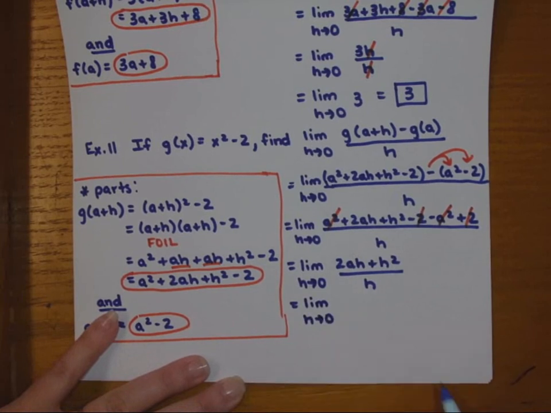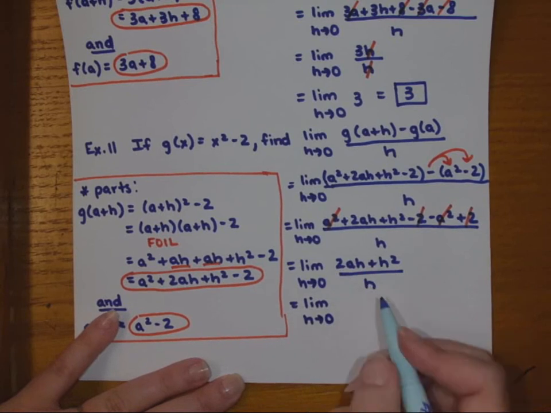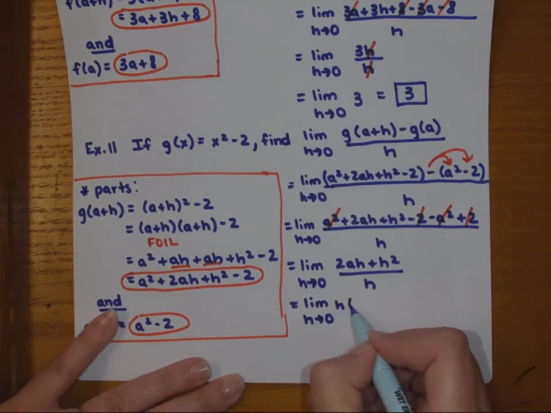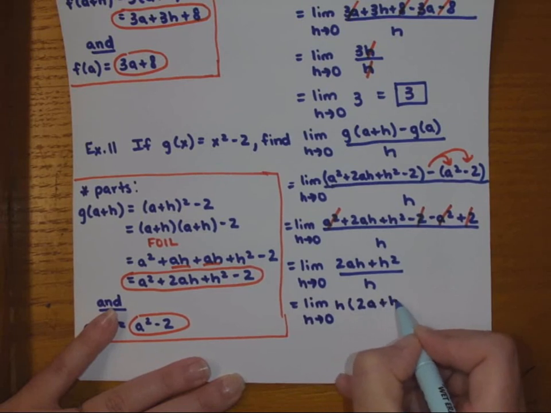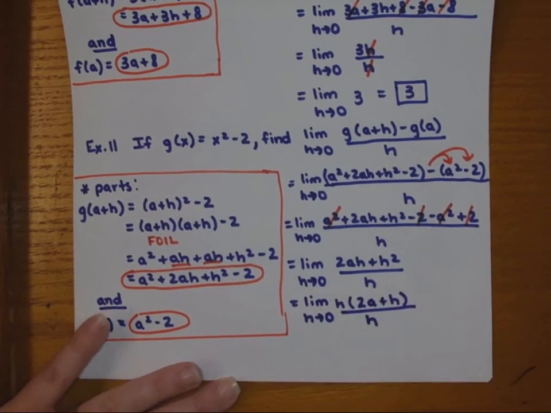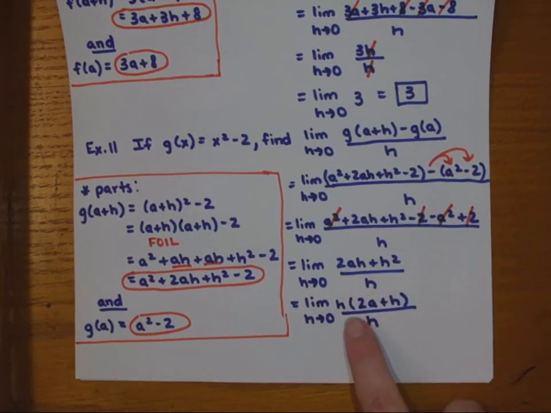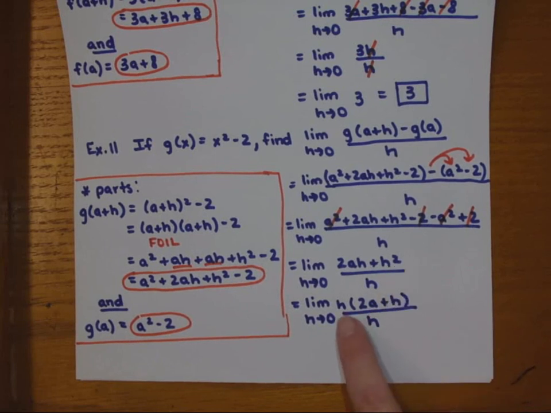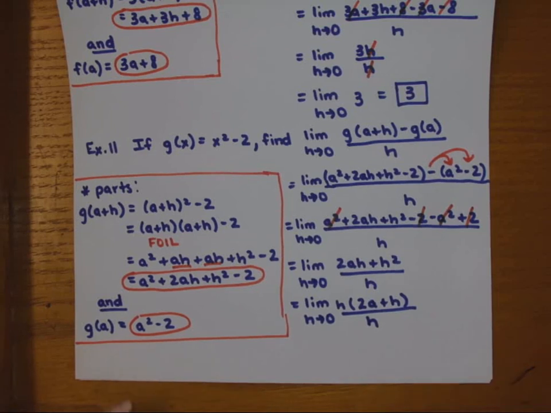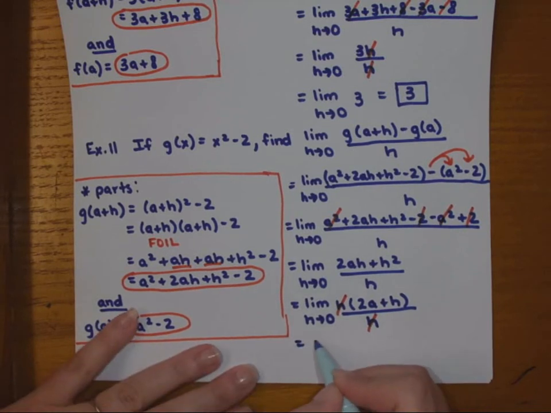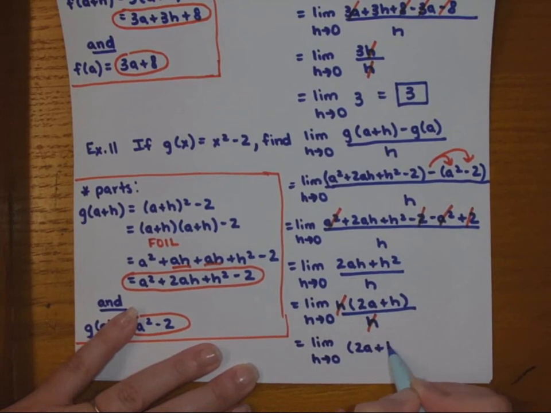You're only supposed to cancel h's out when you are multiplying. So if I notice that the top terms each have an h in them, if I factor out an h, I'll get 2a plus h. Okay, refer back to the first class day if you're curious about factoring, but they had an h in common. If I divide 2ah by h, I have this left. If I divide h squared by h, I have this left. And then I'm allowed to go ahead and cancel the h's now that I am multiplying on the top. And so in the end, I get the limit as h approaches 0 of 2a plus h.